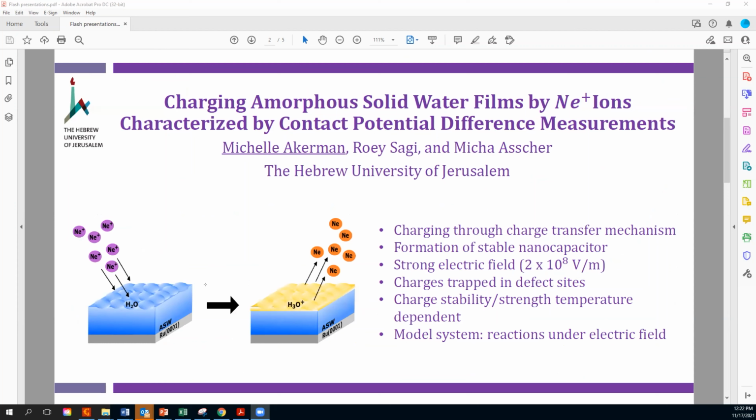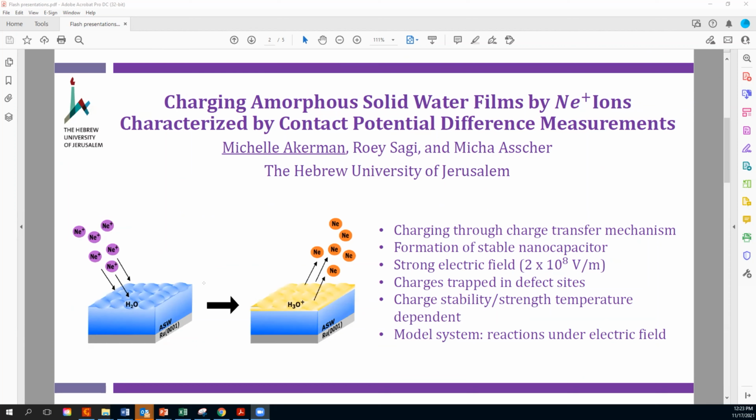The films of amorphous solid water are grown on a ruthenium substrate and are subsequently charged with neon ions, which leave a positive charge on the film surface. The voltage developed across the film is measured by a Kelvin probe, which measures the contact potential difference between an inert Kelvin probe electrode and the sample containing the film.